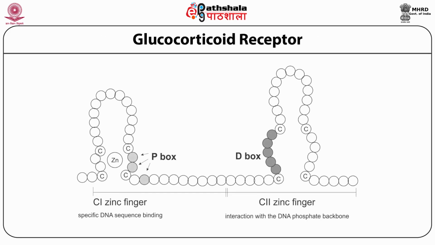We show in this picture schematically the amino acid sequence of glucocorticoid receptor. There is a first zinc finger where 4 cysteines bind to zinc, and there is a second zinc finger where again the 4 cysteines bind to the zinc atom. Both the fingers are followed by a helical region. There is a P box and the D box. Specific DNA binding sequences are in this P and D boxes.